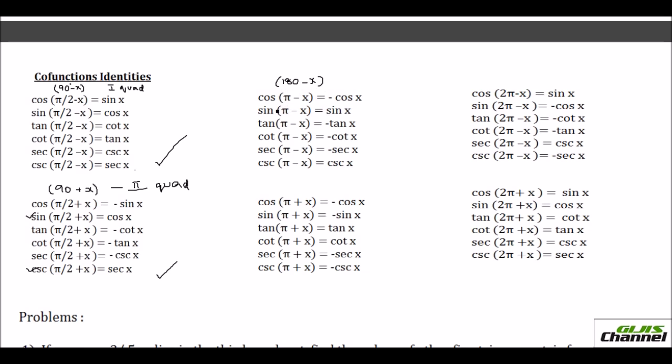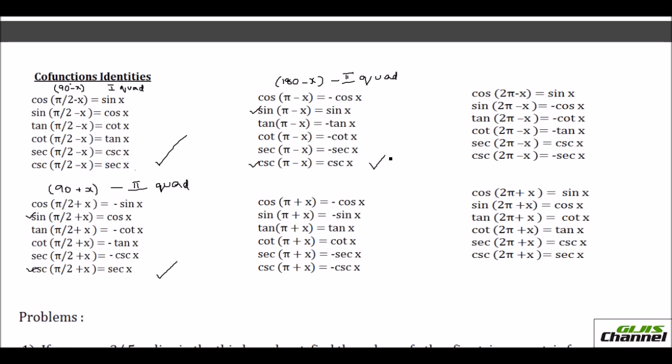So you can write the cos(pi minus x) as cos x, sin(pi minus x) as sin x, and so on. You can write all the ratios as they are. Now, this 180 minus x means it is in the second quadrant. Again, you know, in the second quadrant your sine and cosec are positive, and all the rest are negative. Could you see this? Yeah.